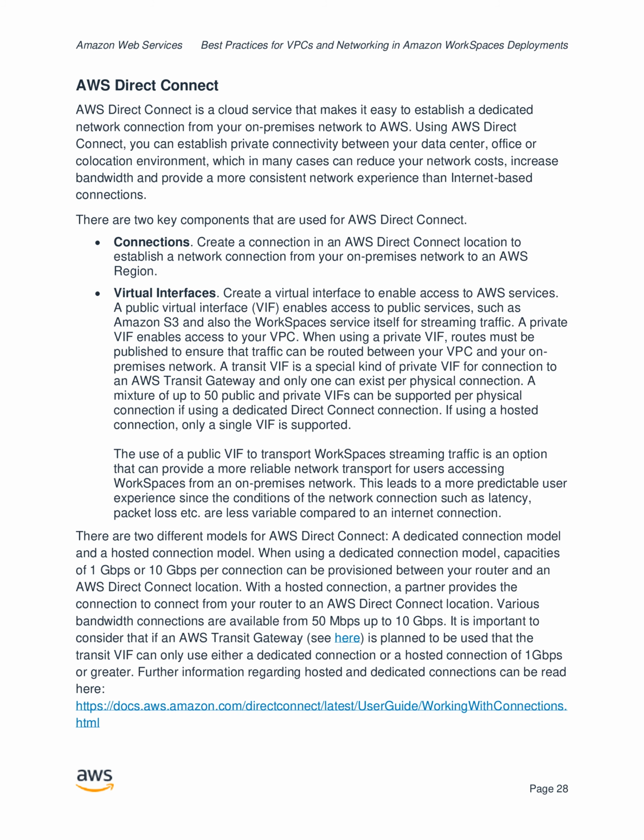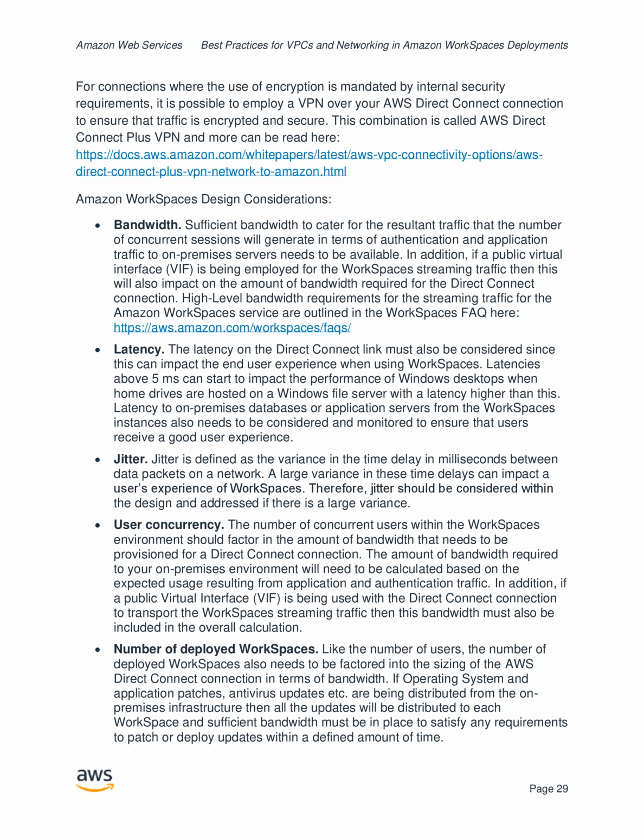It is important to consider that if an AWS Transit Gateway is planned to be used, the transit VIF can only use either a dedicated connection or a hosted connection of 1 gigabit per second or greater. Further information regarding hosted and dedicated connections can be read here, https://docs.aws.amazon.com/directconnect/latest/user-guide/working-with-connections.html.